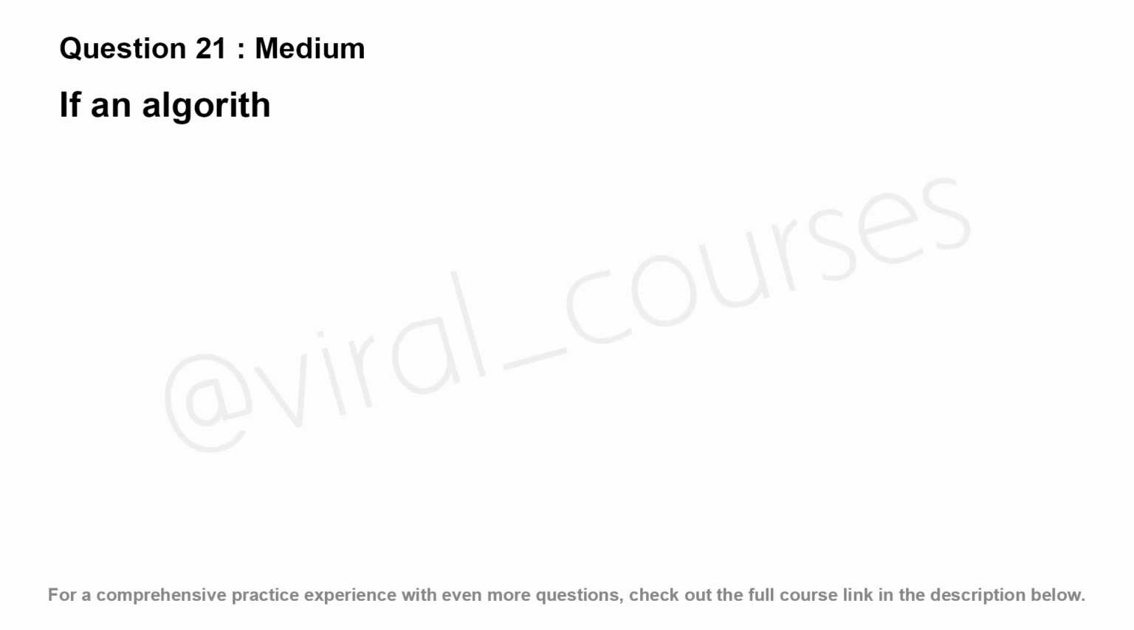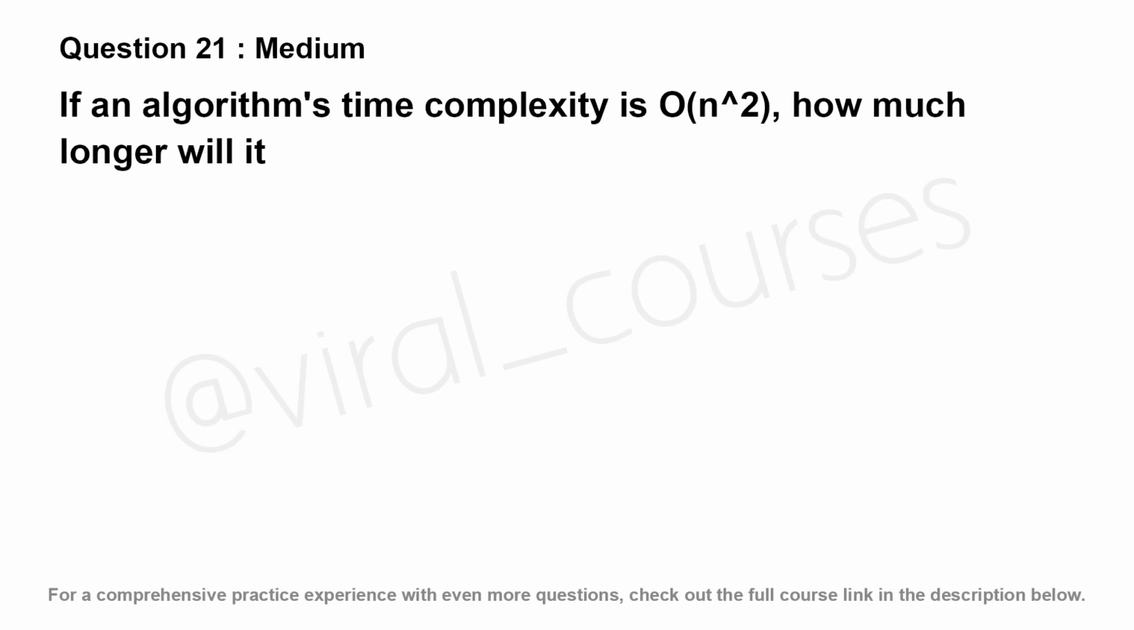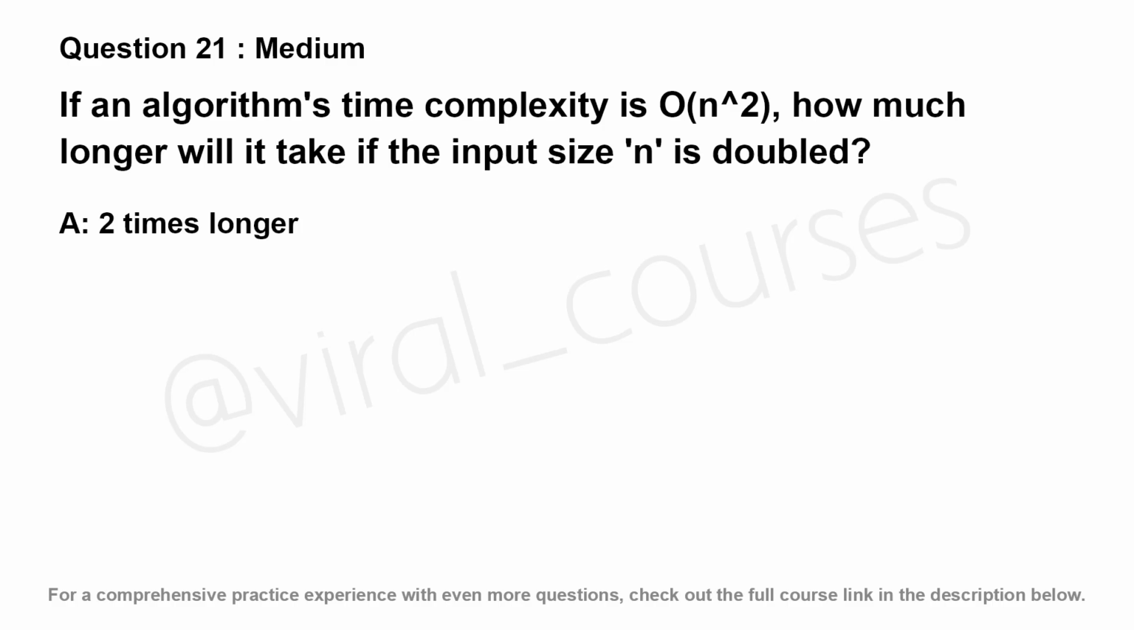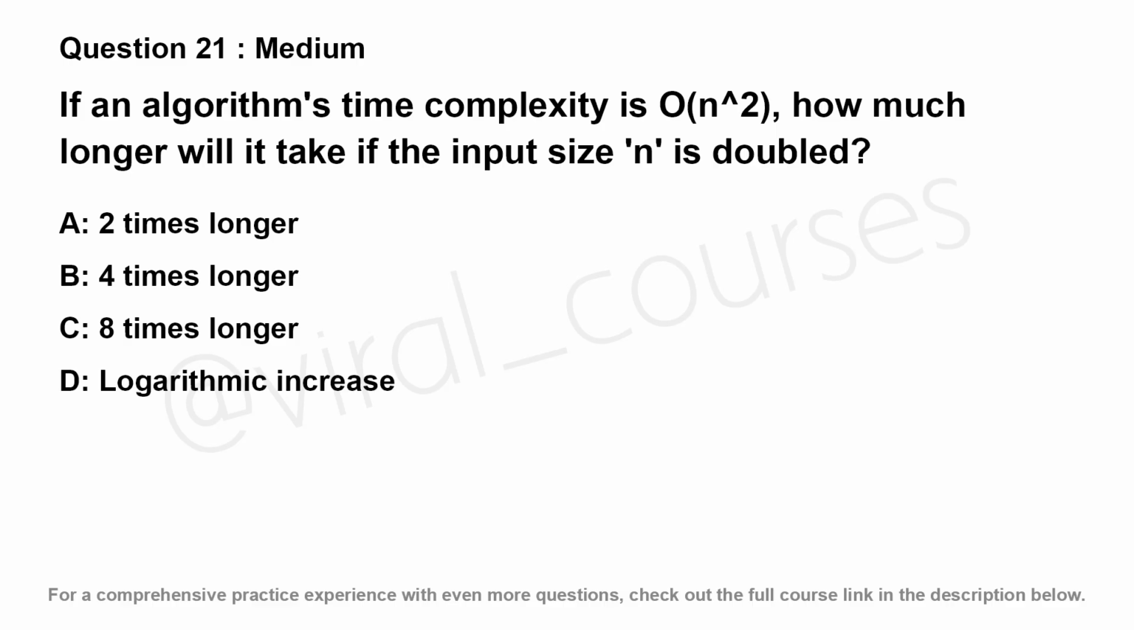If an algorithm's time complexity is O(n squared), how much longer will it take if the input size n is doubled? Option A, 2 times longer. Option B, 4 times longer. Option C, 8 times longer. Option D, logarithmic increase.